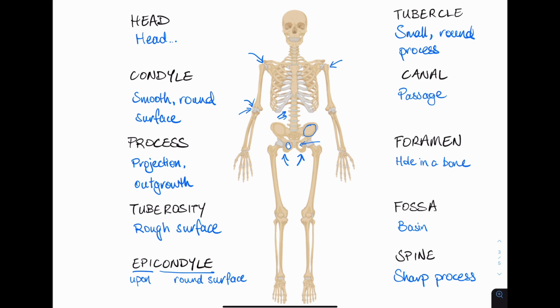So here are some examples of bone markings. What we've gone through here is by no means an extensive list of these bone markings, but I did pick the most common ones that are very likely to crop up in your anatomy studies. I think it's a great idea to get a great understanding of this early.